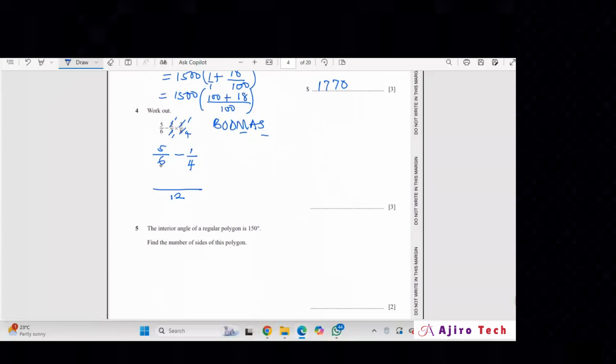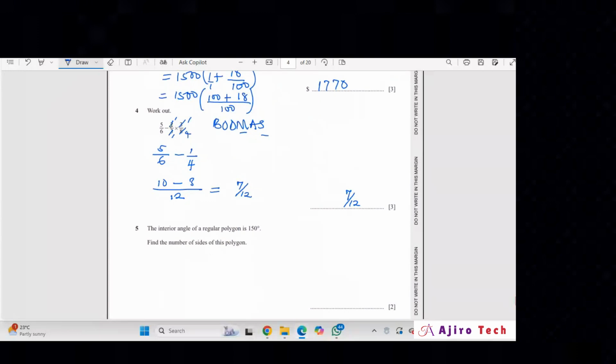So 12 divided by 6 is 2. 2 times 5 is giving us 10. Minus 12 divided by 4 is 3. 3 times 1 will give us 3. So from here, we're going to have 10 minus 3 will give us 7 over 12. So what you're going to put here is 7 over 12. Are we following? So this is so easy.